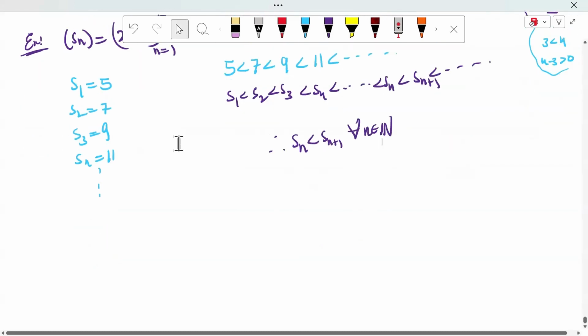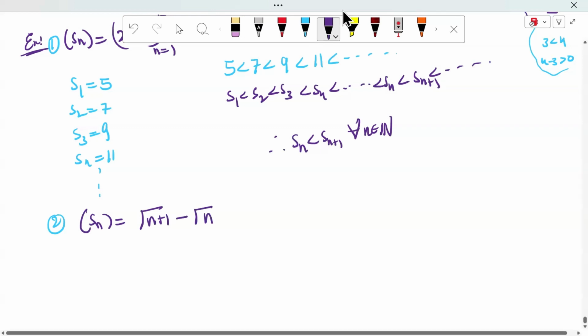Another example, sir, is example 2. For example, the sequence Sn is equal to under root of n plus 1 minus root n.